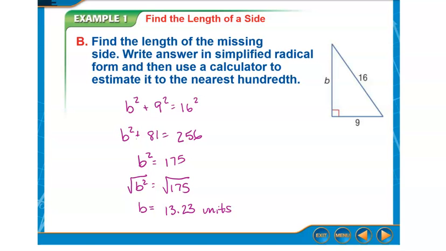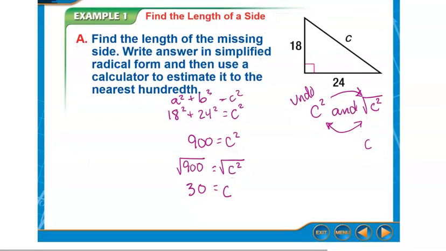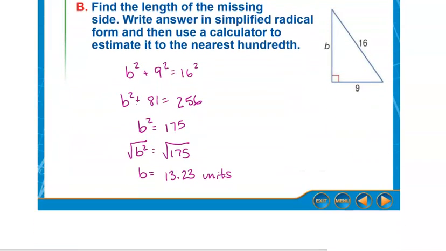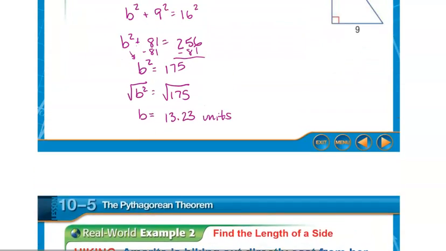Okay, check it out. Here's the answer. One thing that's different about this, as opposed to this one, is that I didn't have a variable on the left side, but on this one I do have a variable on the left side. So what I'm going to do to solve that is isolate the b squared by taking away 81 from both sides. So that's what happened to get 175, and then the process is the same. You just take the square root of b squared, square root of 175, and you get 13.23.